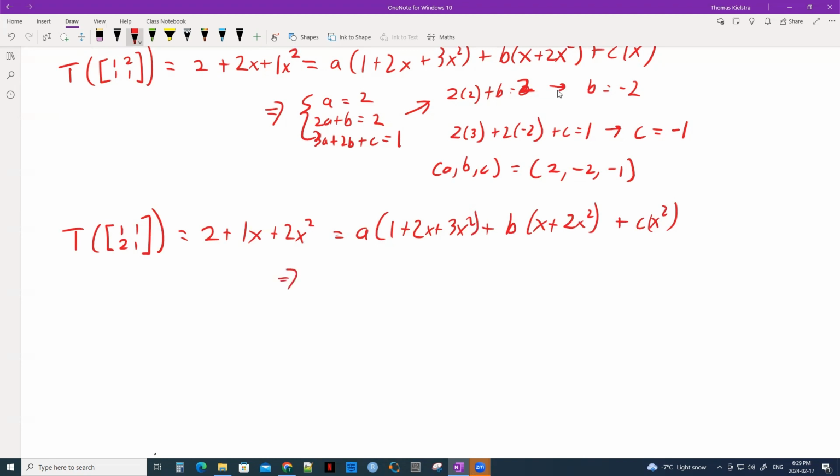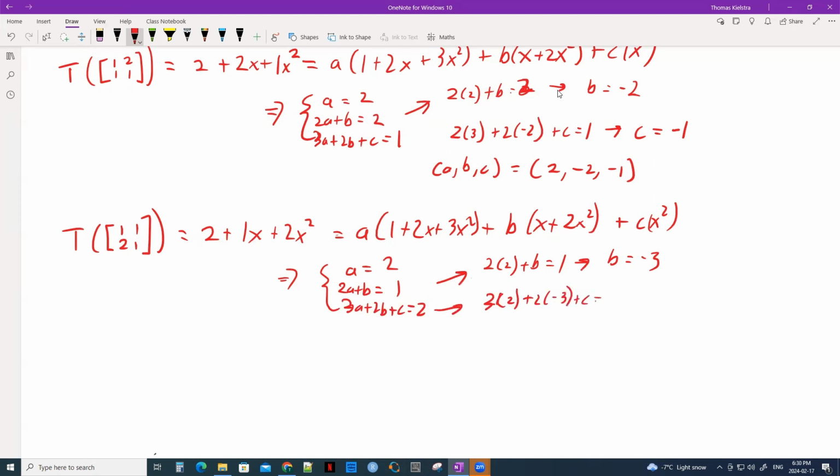Well, this gives us the system of equations that A equals 2, 2A plus B equals 1, 3A plus 2B plus C equals 2. And plugging in here, we get that 2 times 2 plus B equals 1, which implies that B equals minus 3. From here, we plug in 3 times 2 plus 2 times minus 3 plus C equals 2, which implies that C equals 2. So our solution vector A, B, C is going to be equal to 2, minus 3, 2.